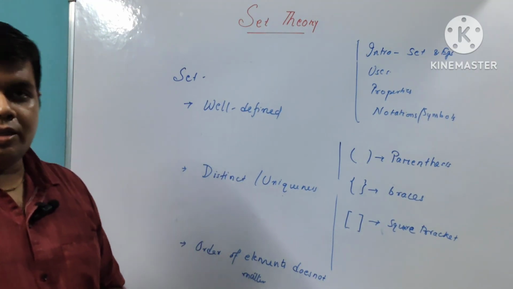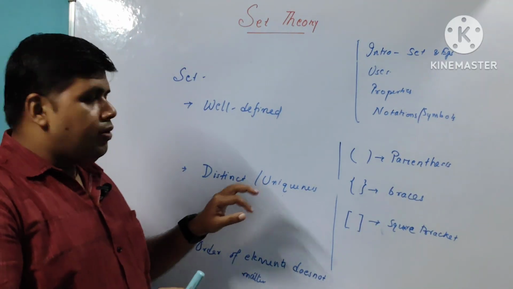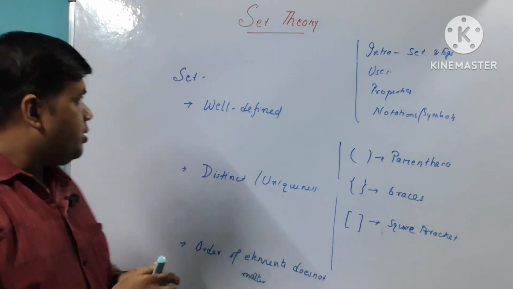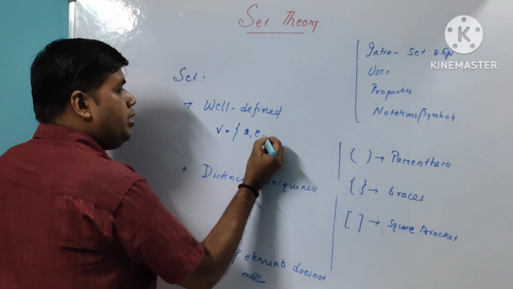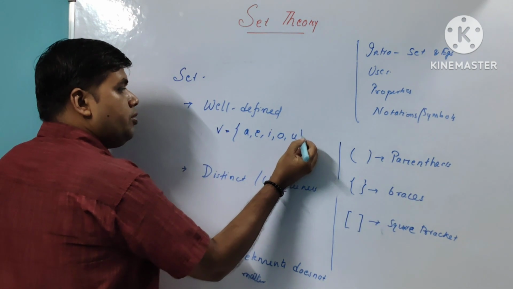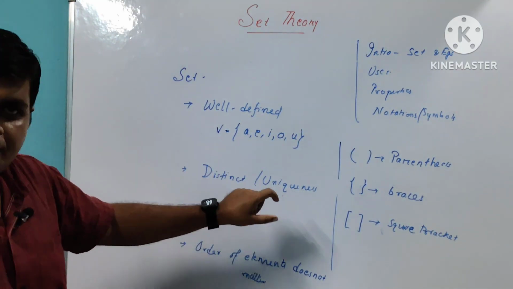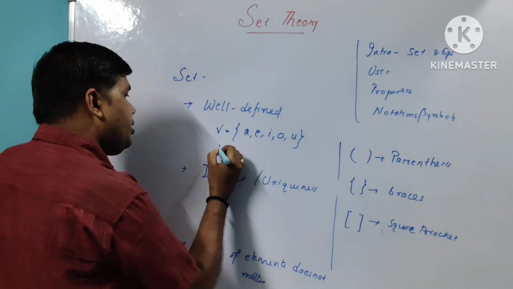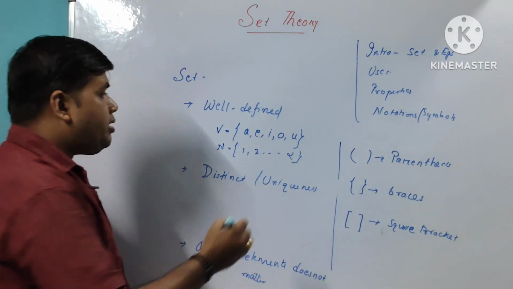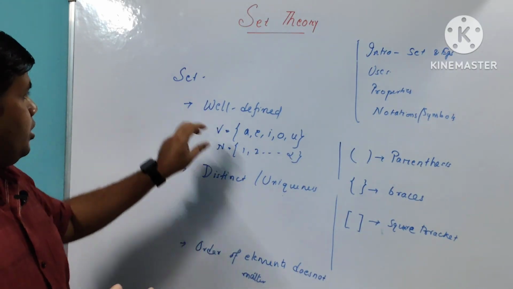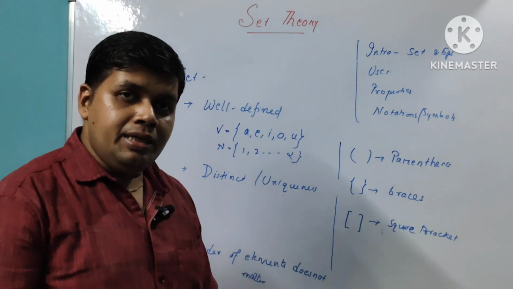Let's look into the first property, well defined. Well defined means the elements of a set must be defined properly. For example, when we define the set of vowels, V equals A, E, I, O, U, the elements are well defined: the vowels in the English alphabet. Similarly, the set of natural numbers 1, 2 till infinity has properly defined elements. So the first property is that the elements in a set should be properly defined.